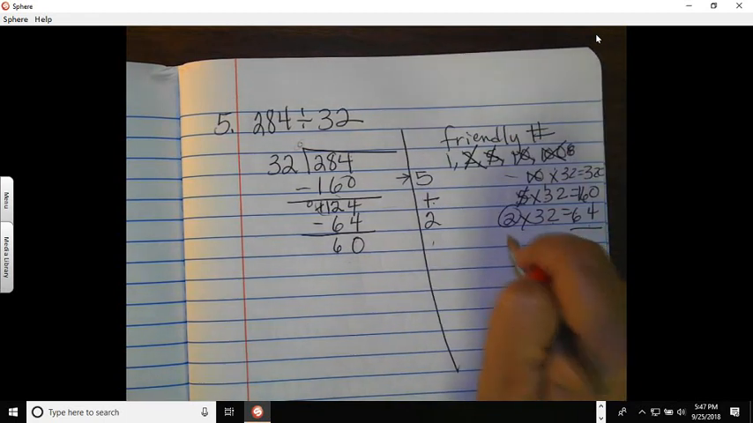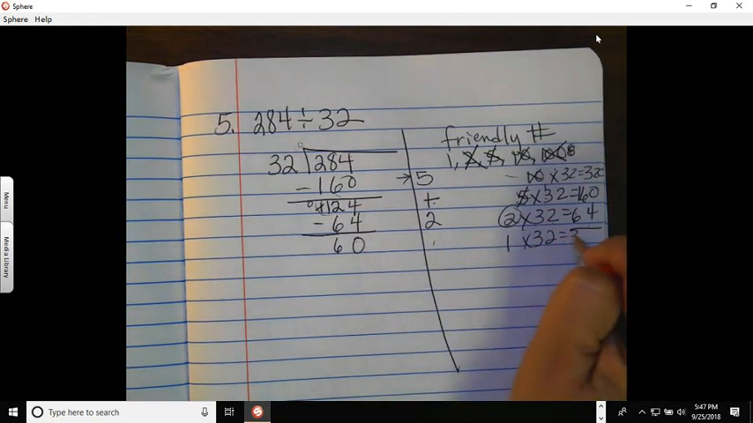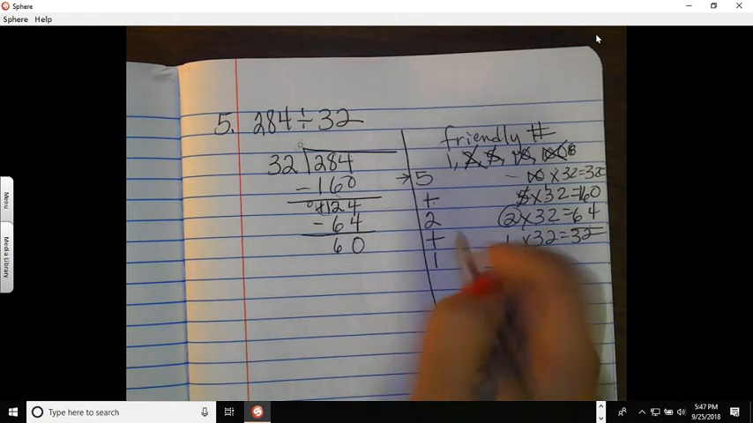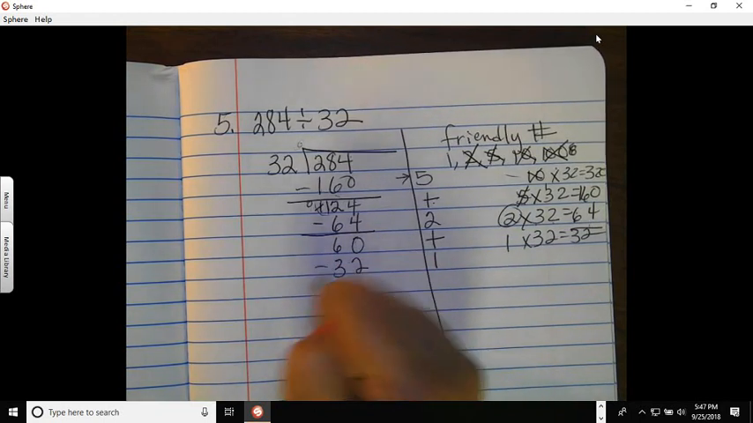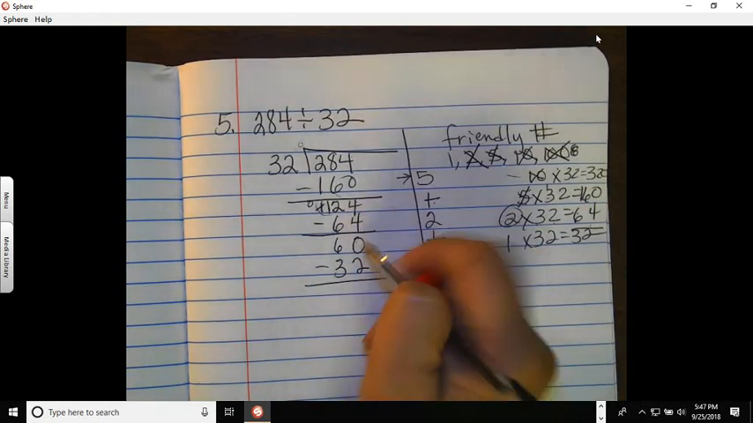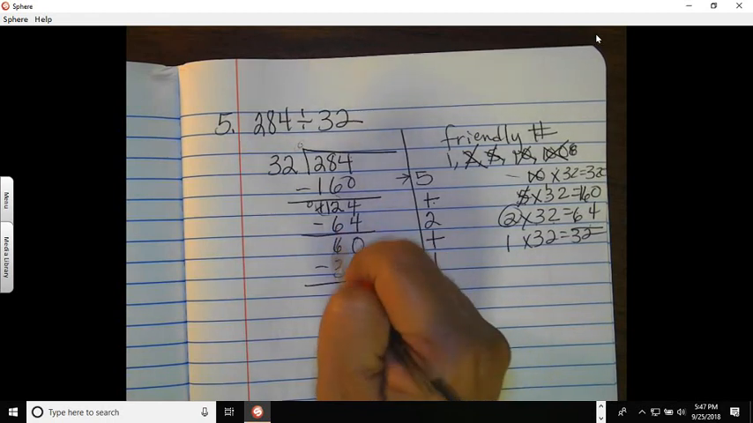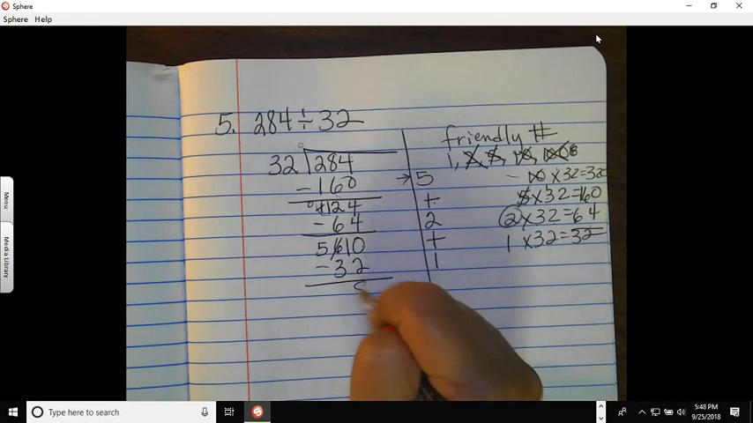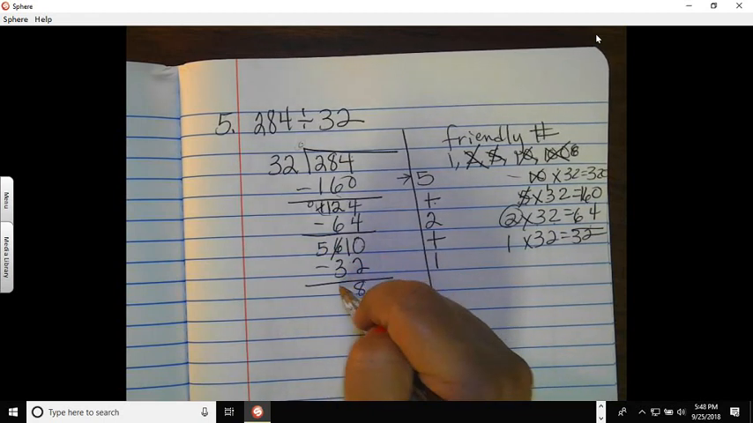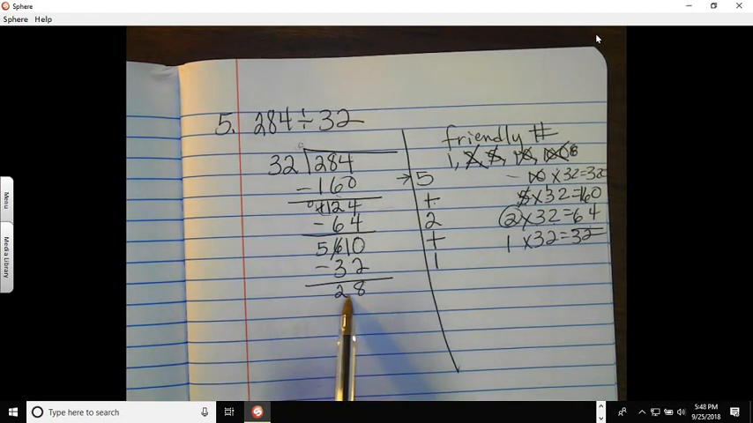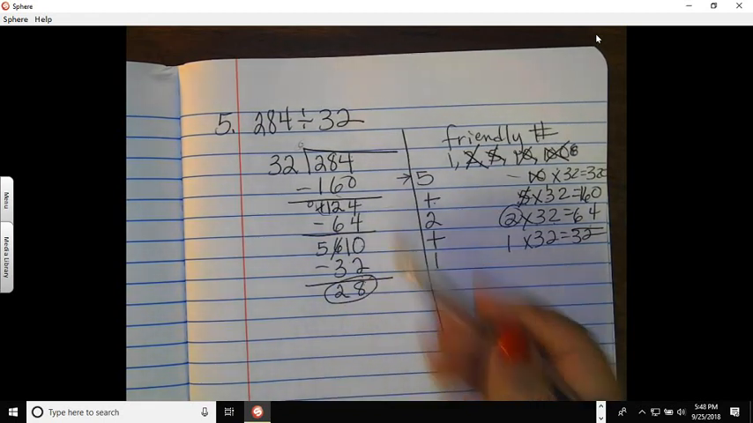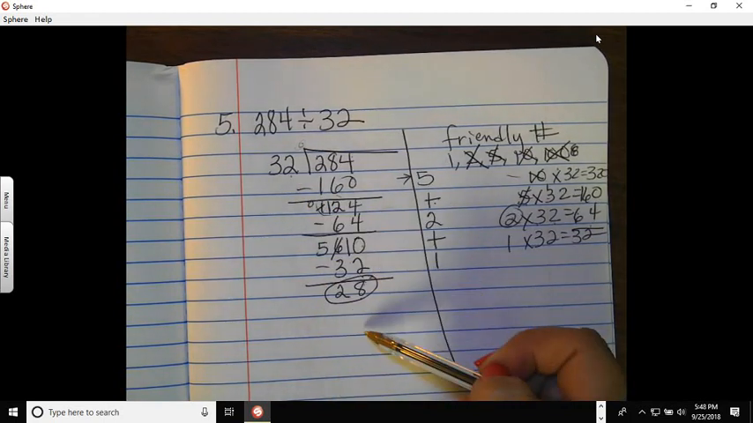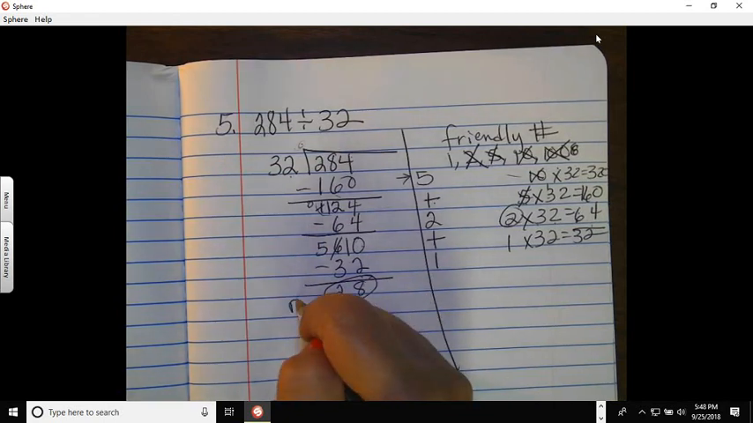And I can do my 1 times 32 equals 32. So I'll do my plus. And I put my 1 where I'm going to place my 32. Take the difference of that. Can't take 2 out of 0, so I need to regroup. That becomes a 5. 10 minus 2 is 8. 5 minus 3 is 2. Now look at this. Is my dividend smaller than my divisor? Yes, much smaller. So this now becomes my remainder.